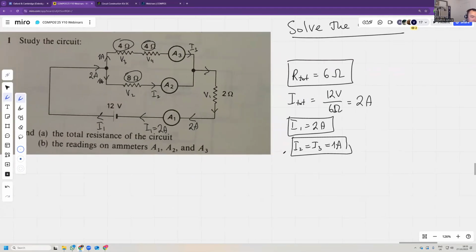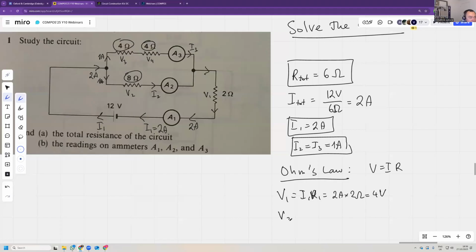And then for voltages, well, we can use Ohm's law. Ohm's law, that voltage is current times resistance. So V1 is current 1 times resistance 1. So that's 2 amps multiplied by 2 ohms. So that's 4 volts. V2 is current 2 times resistance 2. So that's 1 amp multiplied by 8 ohms, which is 8 volts.